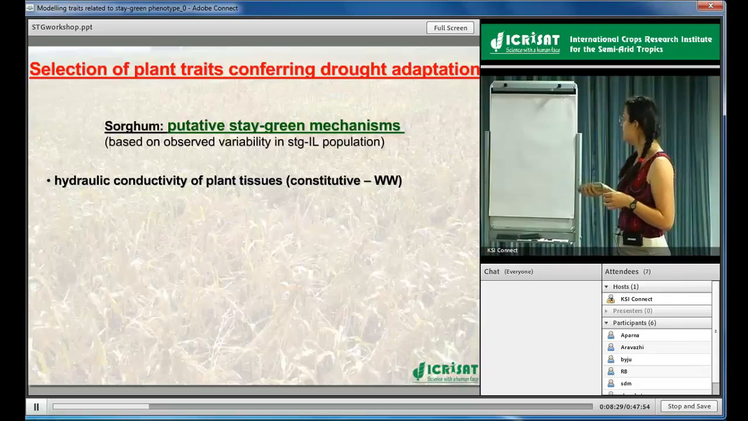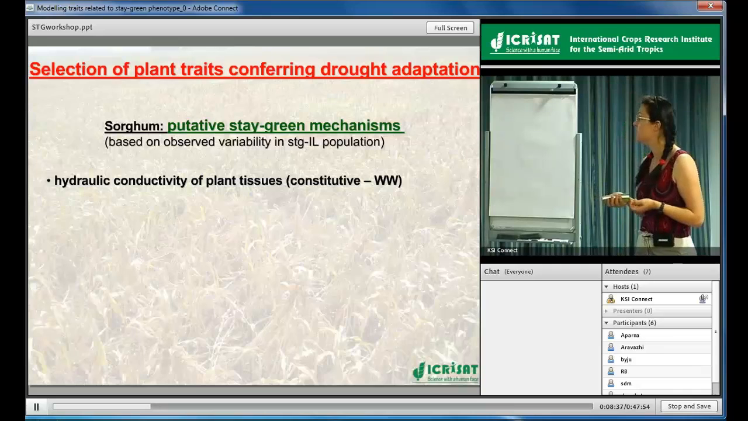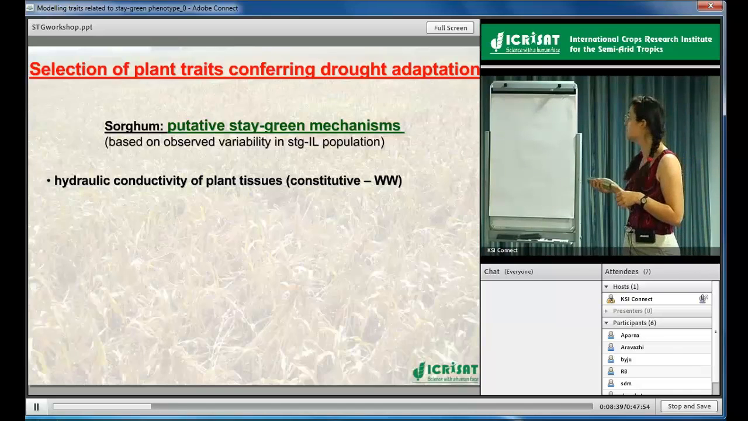So from this regard, we analyzed our populations and we found huge variability for hydraulic conductivity of plant tissues within these sets of introgression lines. I should denote here that this is the constitutive trait which actually we are able to observe in a well-watered condition.